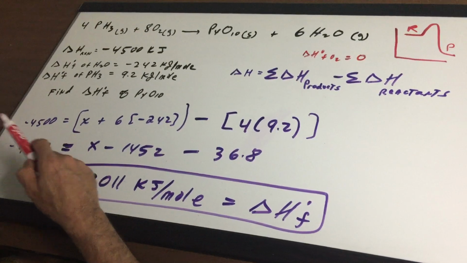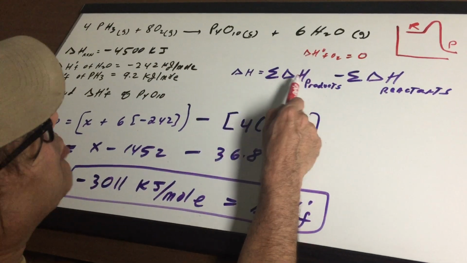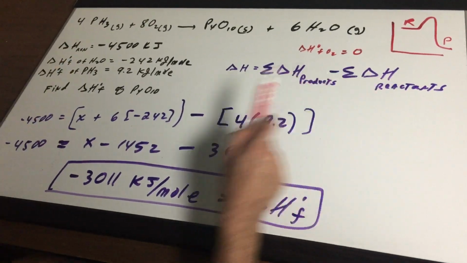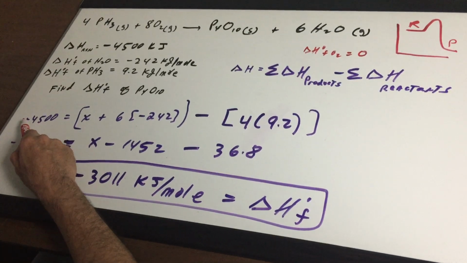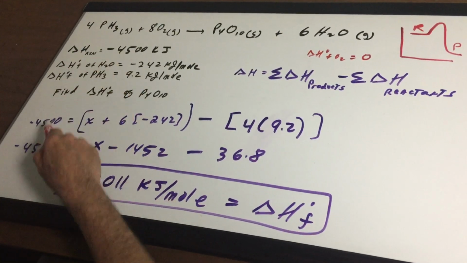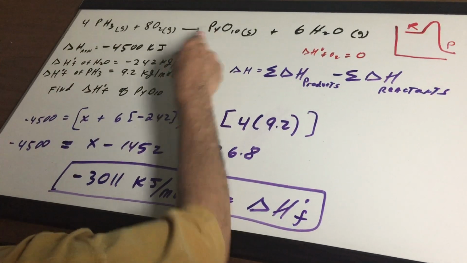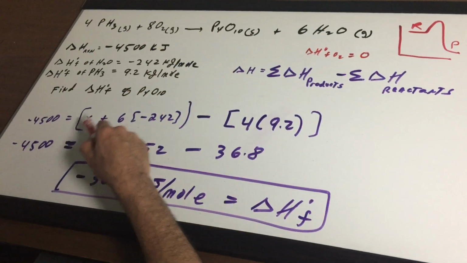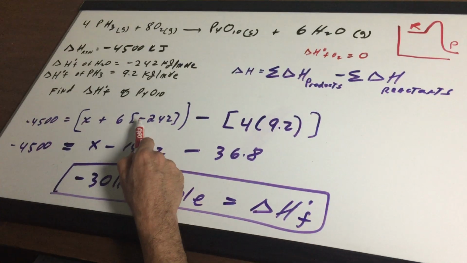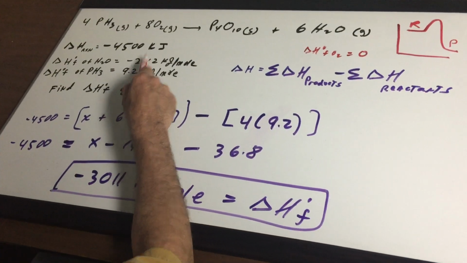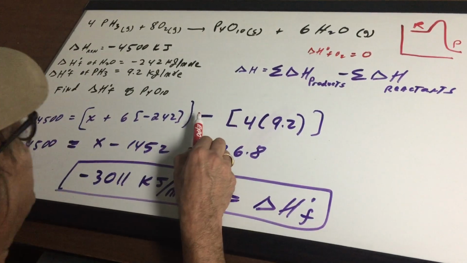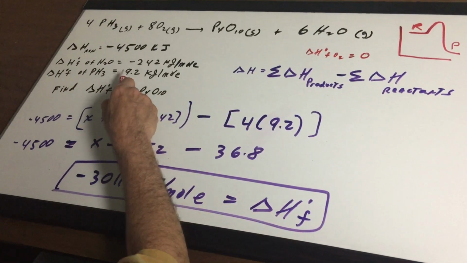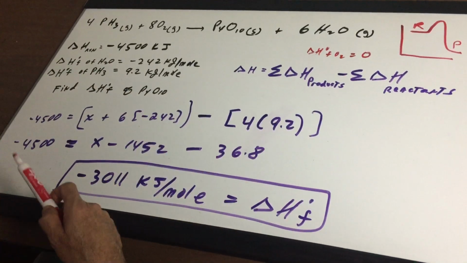What I first do is to recall that the delta H is equal to the sum of the delta H of the products minus the sum of the delta H of the reactants. So let's plug in. The overall delta H was minus 4,500 equals the products, which is this, we'll call this X. If there was a 2 in front of it, it would have been a 2X, but there's not. So I'll call it X plus 6 times the value of the heat of formation of water, which is negative 242, minus, so these are the products, minus the reactants, which is 4 times the value of the PH3, which is 9.2.